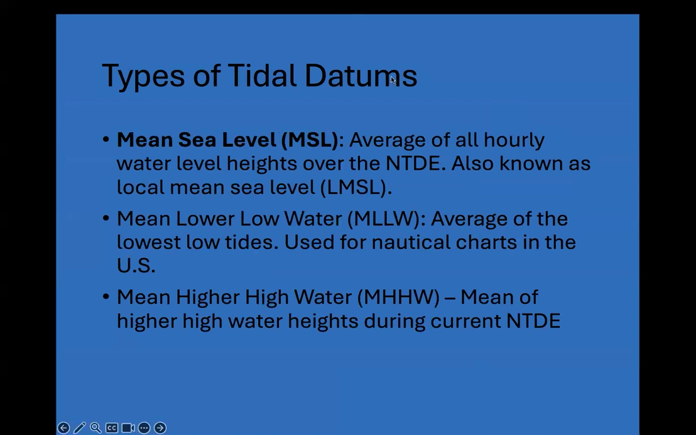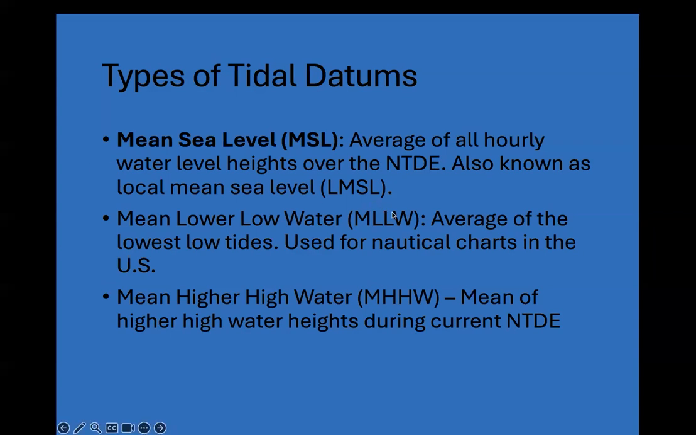So let's look at some definitions here. We've got mean sea level, and of course that's just the average of all the water levels over the NTDE over that time period. Also known as local mean sea level, right? Because local mean sea level is just the sea level average for that area. The mean lower low water is the average of the lowest low tides, and that's what's used for nautical charts in the US, as I mentioned. So we're going to take our lower low tides, if we have variations in those over time, and we're going to use that as our datum.